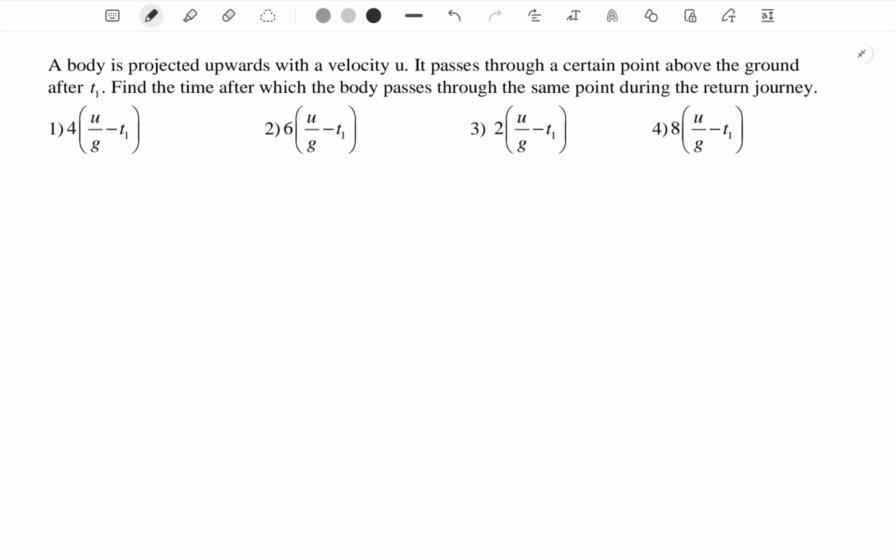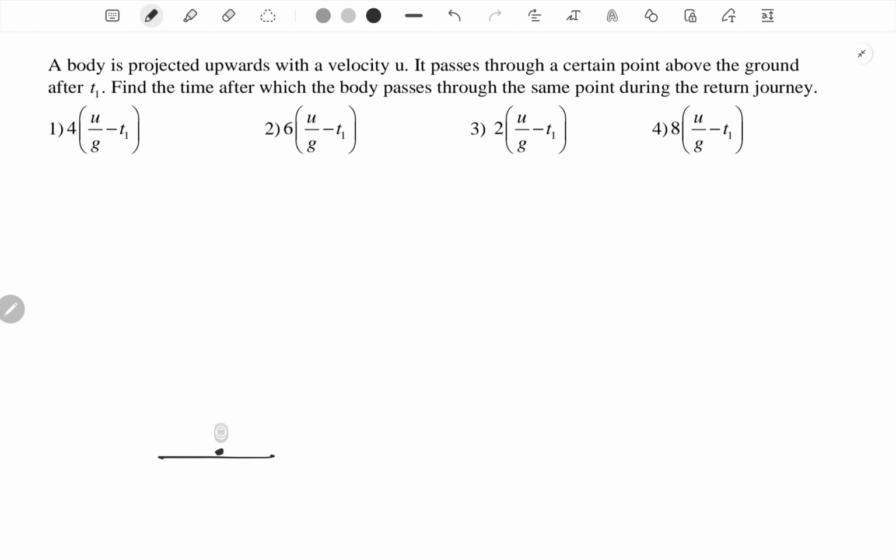Before going through the solutions, before you look at the explanation part, you try to solve the problem once. Okay. Look at this one. A body is projected upwards with a velocity u. It passes through a certain point above the ground after t1. Find the time after which the body passes through the same point during the return journey.